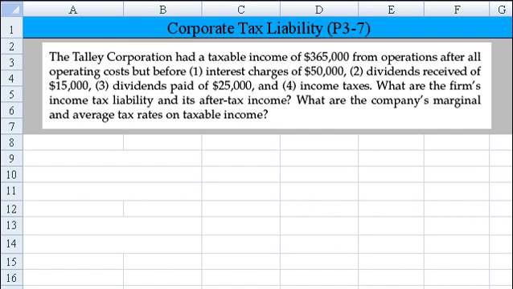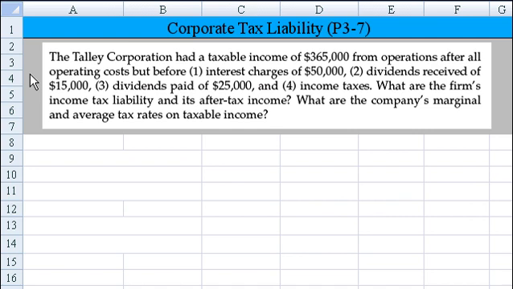Let's take a look at problem 3-7, which deals with corporate tax liability. I'll read the problem to you that appears just to the right of my mouse here. The Talley Corporation has taxable income of $365,000 from operations after all operating costs, but before interest charges of $50,000. It's also before dividends received of $15,000, dividends paid of $25,000, and income taxes.